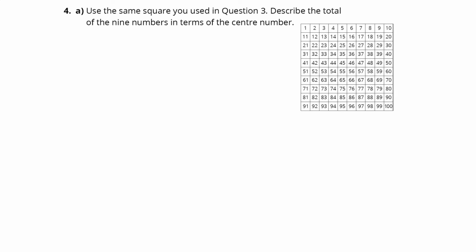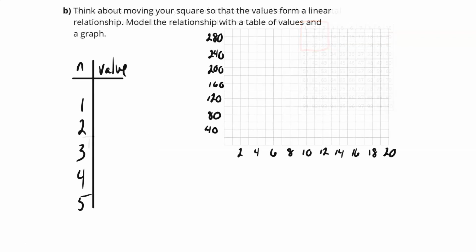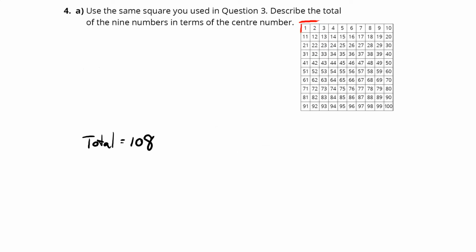So again, we're asked to use the same square we used in question 3. So we're going to start off with that first 9 squares, and the total of those 9 squares is going to be 108. So the first value is 108. Let's go back to the table and see what happens when we move to the next 9. So this time the total is going to go up by 9, so I'm going to say that the new total is going to be 117.